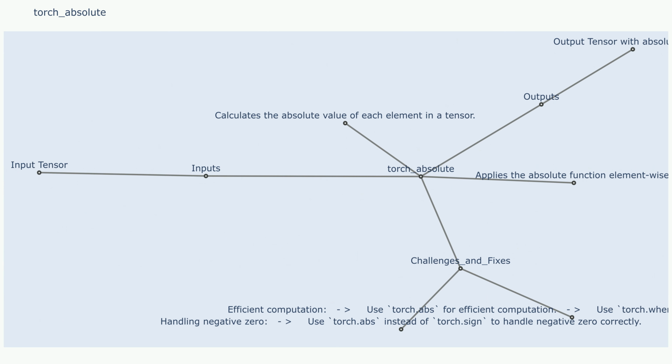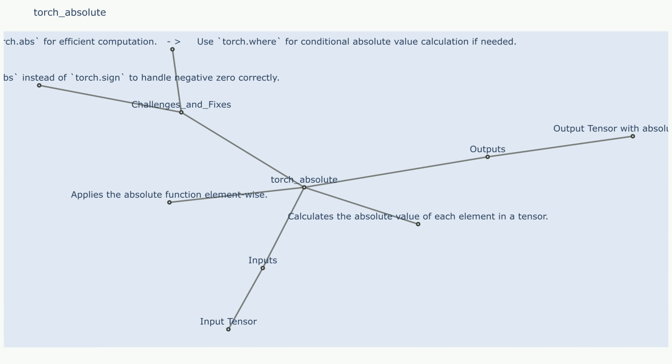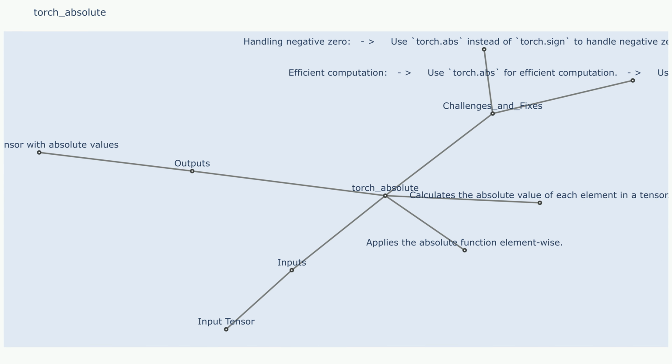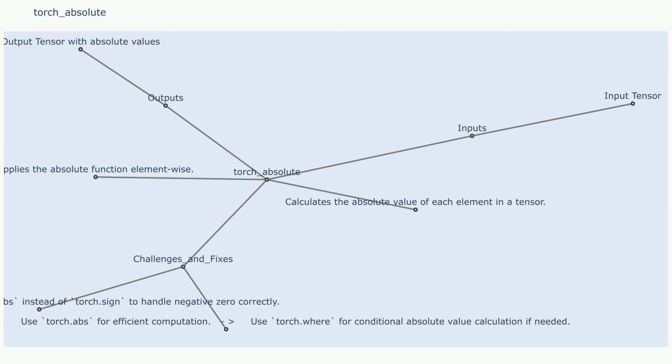Challenges and fixes. Challenge 1: input tensor is a complex number tensor. Sample use case: torch.abs(torch.tensor([1+2j, 3+4j])). Fixes: the function will calculate the magnitude (absolute value) of each complex number.